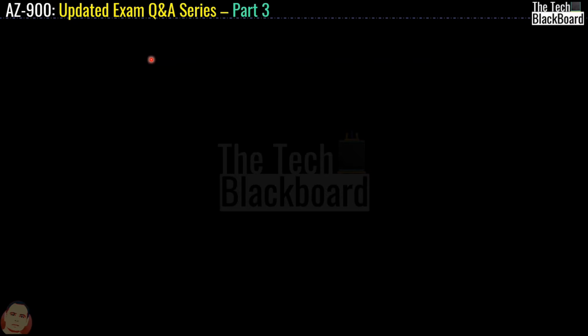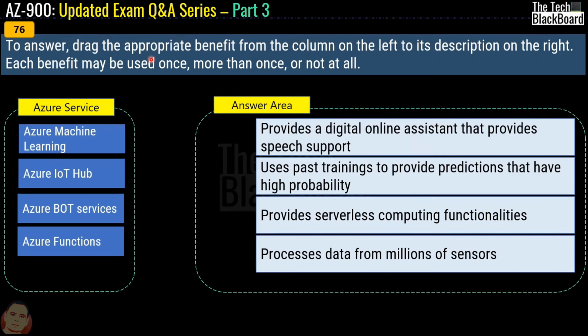Now let's do some dragging and dropping in question number 76. In this question, you are given some of the Azure services on the left hand side. Then on the right hand side, there is a statement or a definition given which you have to match with the Azure services. So let's read the first statement. It says, provides a digital online assistant that provides speech support. The correct answer for this question is Azure Bot Service.